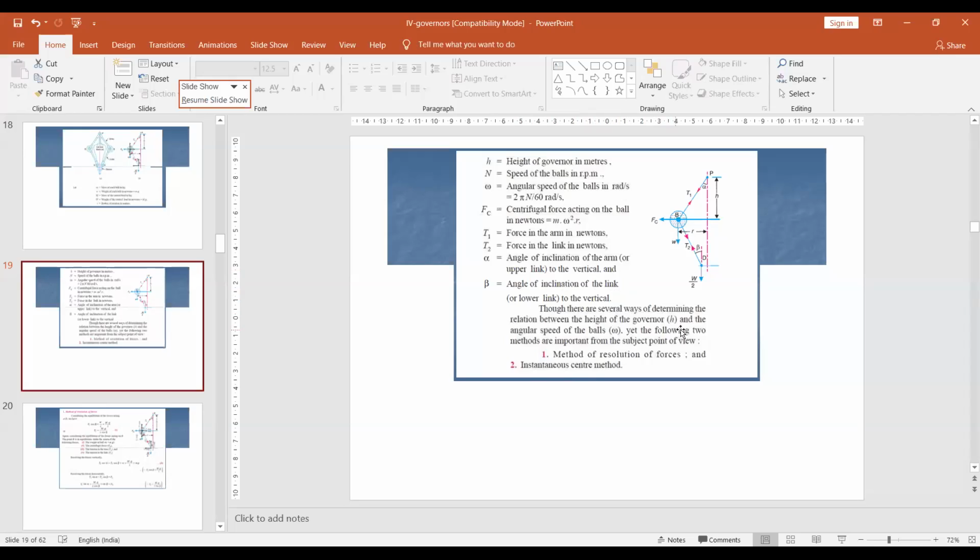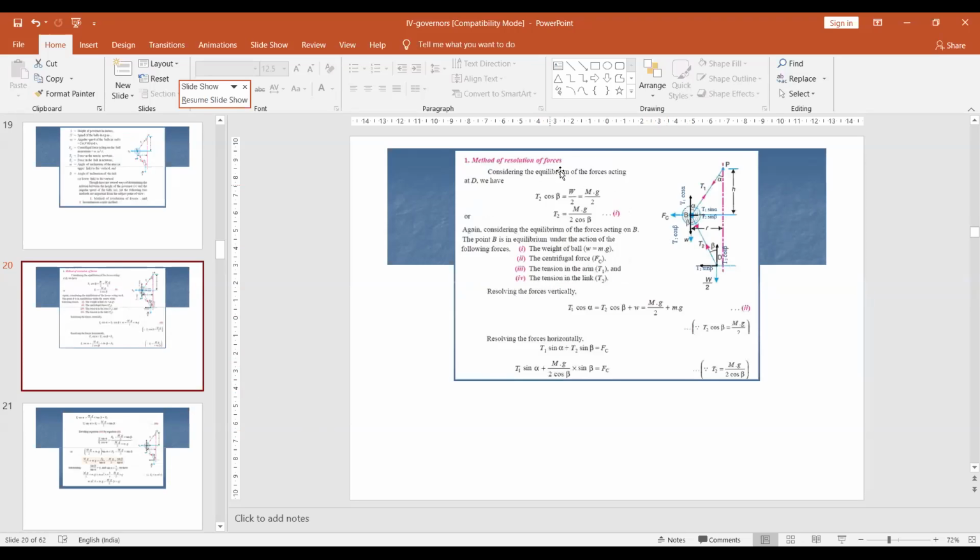Now this derivation is solved with two methods: the method of resolution of the forces and the instantaneous center method. We already learned the instantaneous center method and the resolution of forces in our COM subject, and also in our engineering mechanics. So let us solve the first method, that is, the resolution of the forces.